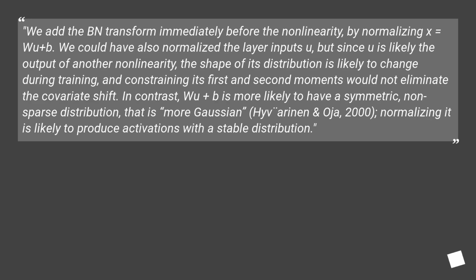we add the BN transform immediately before the nonlinearity, by normalizing x equals u plus b. We could have also normalized the layer inputs u, but since u is likely the output of another nonlinearity, the shape of its distribution is likely to change during training, and constraining its first and second moments would not eliminate the covariate shift. In contrast, u plus b is more likely to have a symmetric, non-sparse distribution, that is more Gaussian. Normalizing it is likely to produce activations with a stable distribution.